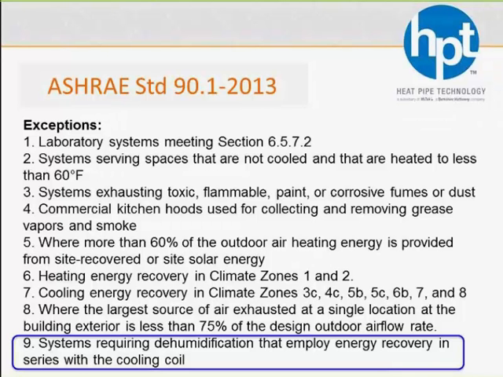So the next question, what is energy recovery in series with the cooling coil? Well, that is exactly what the wraparound heat pipe is doing. It's recovering heat upstream of the cooling coil and then wrapping it around in series with the cooling coil and redistributing that heat as reheat.